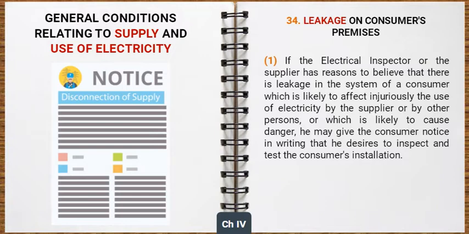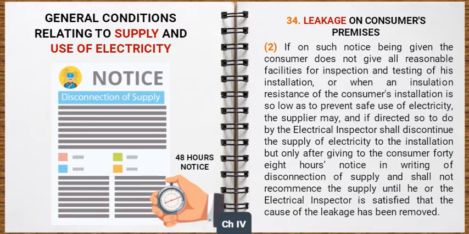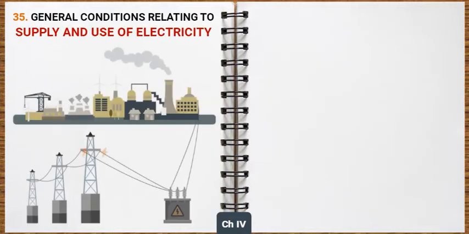If on such notice being given, the consumer does not give all reasonable facilities for inspection and testing of his installation, or when an insulation resistance of the consumer's installation is so low as to prevent safe use of electricity, the supplier may, and if directed so to do by the electrical inspector, shall discontinue the supply of electricity to the installation, but only after giving to the consumer 48 hours notice in writing of disconnection of supply, and shall not recommence the supply until he or the electrical inspector is satisfied that the cause of the leakage has been removed.